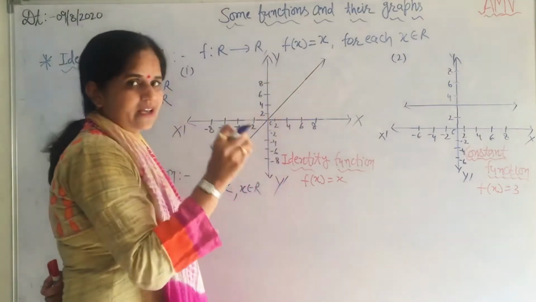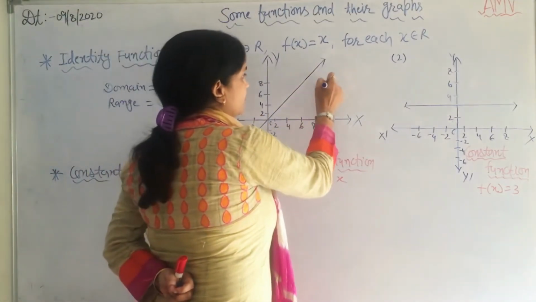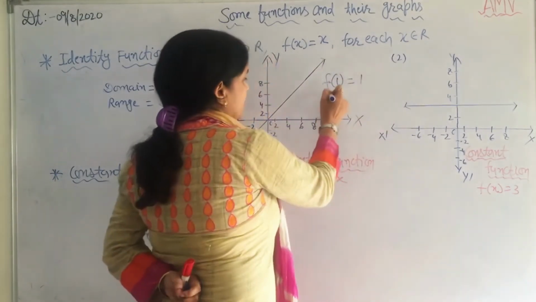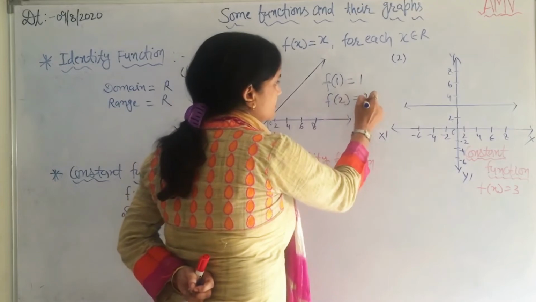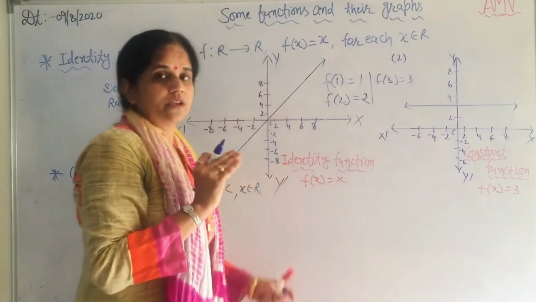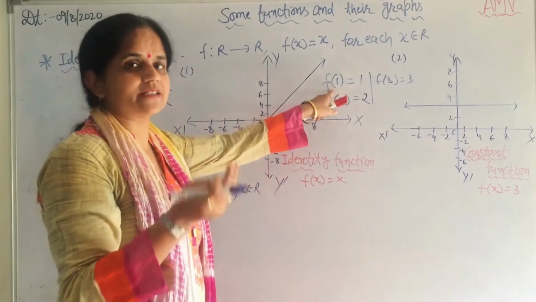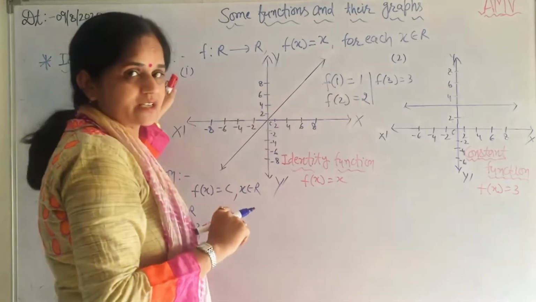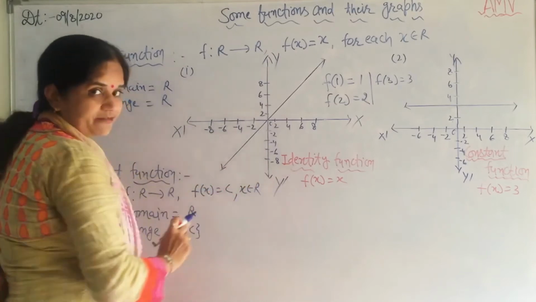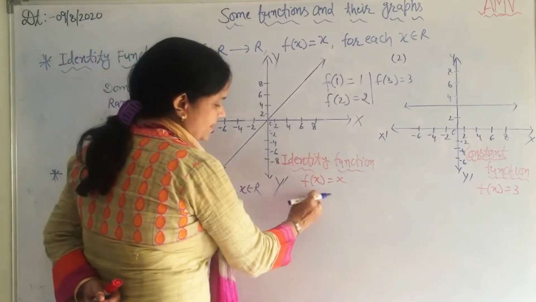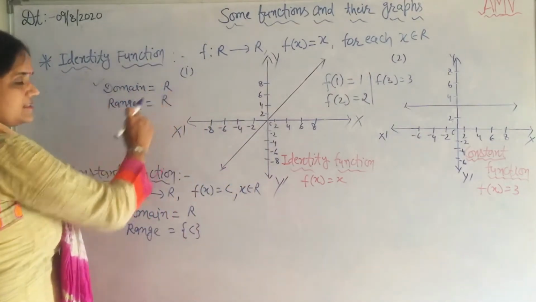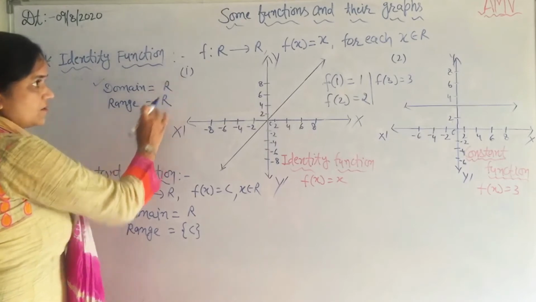f(x) is equal to x means the image of an element is itself. Suppose f(1), then the image is 1; f(2), image is 2; for f(3), image is 3. So the image of the element is itself, and this type of function is known as identity function. So this is the graph of the identity function, and the function is defined by f(x) is equal to x, and the domain of this function is R, and the range is also R.